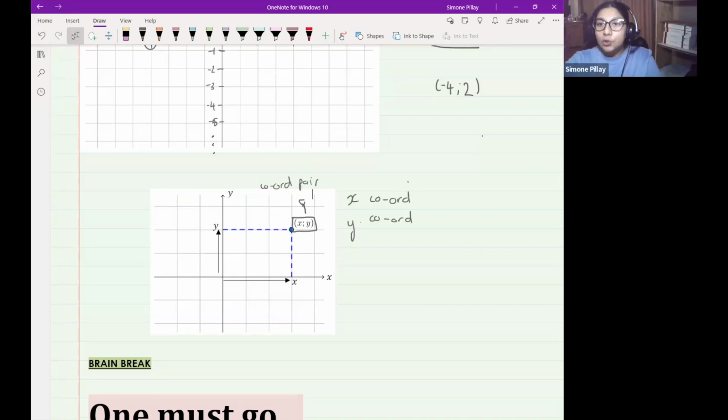Also, Alia, your question you said, so the x value will always be on the horizontal line and the y will always be on the vertical line. Yes, 100%. Okay, Nkuli says yes.